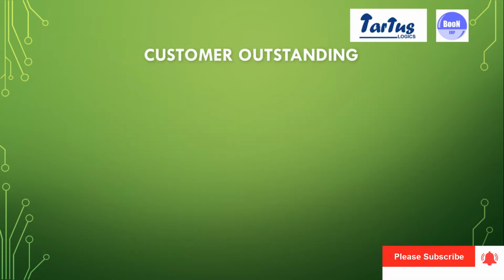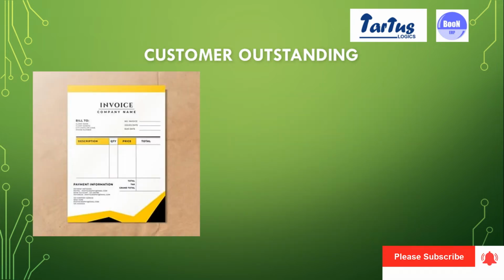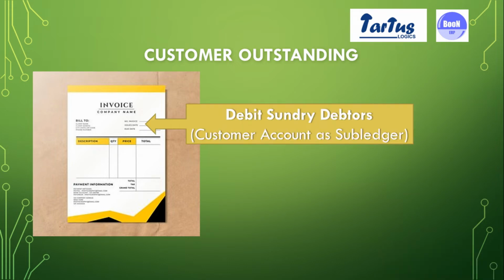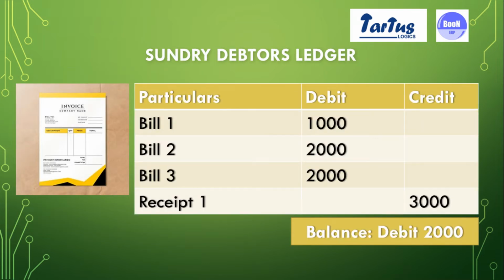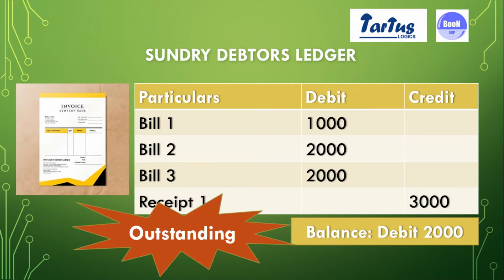Customer outstanding. Whenever we post an invoice in Boon, the total of the bill is accounted as debit in sundry debtors with the customer as subledger, and the lines in the bills are accounted as income. In simple terms, the sundry debtors ledger is supposed to be the customer outstanding.